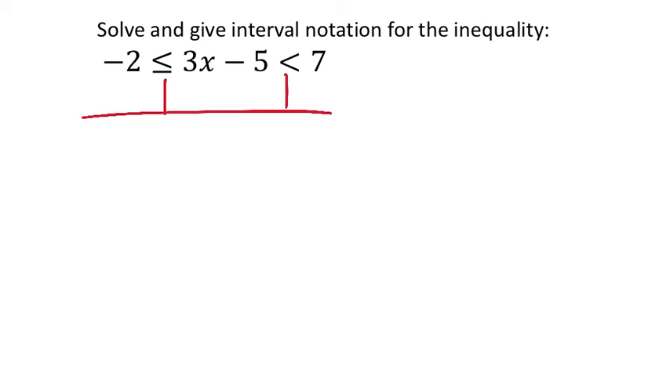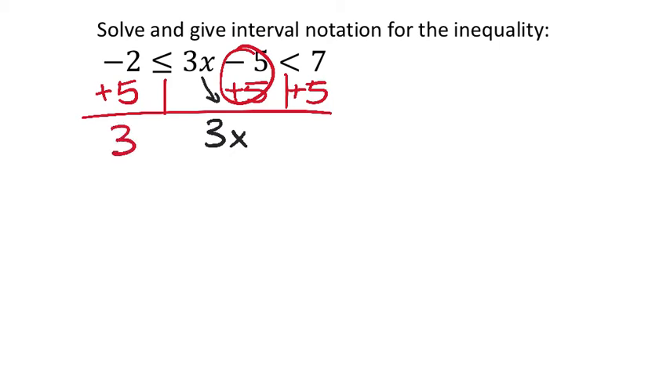And the first thing I'd want to do is isolate my 3 x's right here. I just want those 3 x's to be by themselves. I don't want that -5, so add 5 to all 3 parts. To zero that out, which is kind of our first goal, -2 plus 5 is 3. 7 plus 5 is 12. So right now 3 is less than or equal to 3x, which is less than 12.